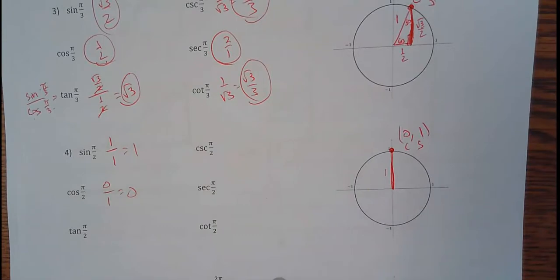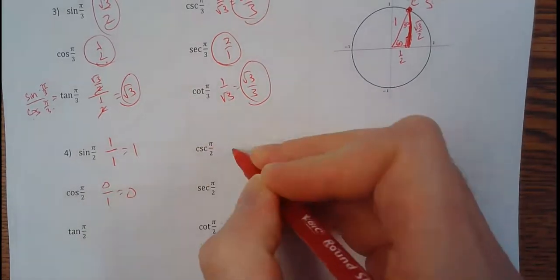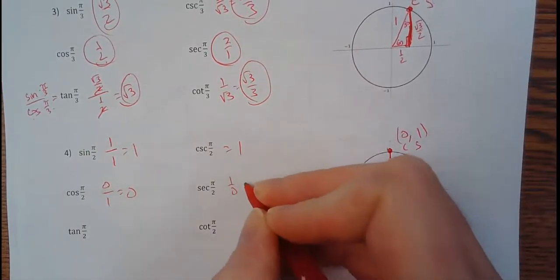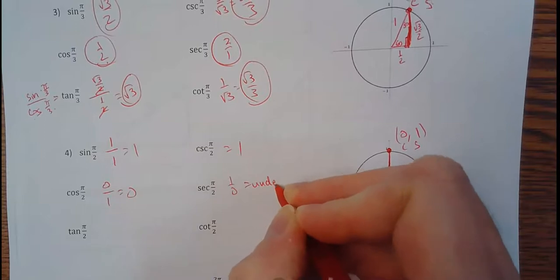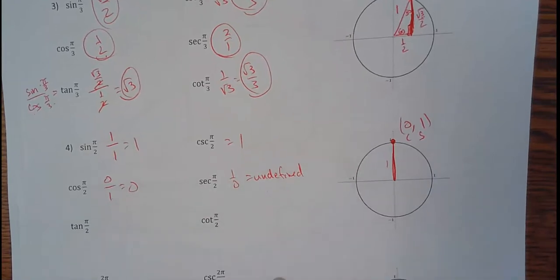The only reason I'm putting the denominator in is when I flip them over. So 1 over 1 flipped over is still 1. 0 over 1 flipped is 1 over 0. That's undefined. So that's the first time we had an undefined ratio, because you can't divide by 0. So the secant ratio can't be found here.